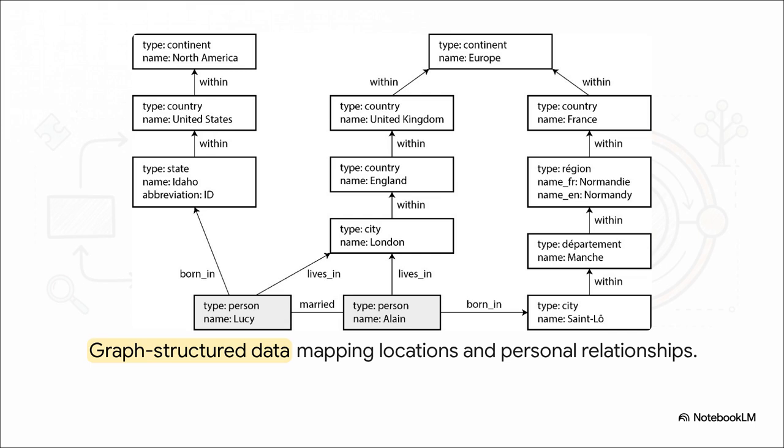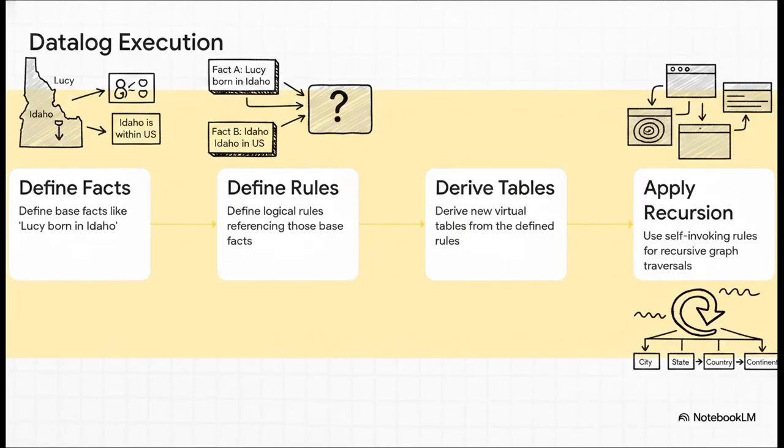You'd have to traverse up the map from Idaho, up from St. Lô, check the marriage edge, and then traverse down to London. Doing that without knowing exactly how many subregions exist between a city and a continent, you'd be writing incredibly deeply nested self-joins that would literally bring your database to a crawl. But Datalog handles this whole web elegantly just by using derivation. So, how does it actually execute that without breaking a sweat?